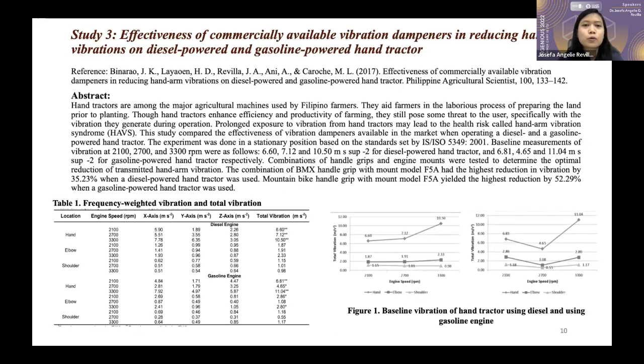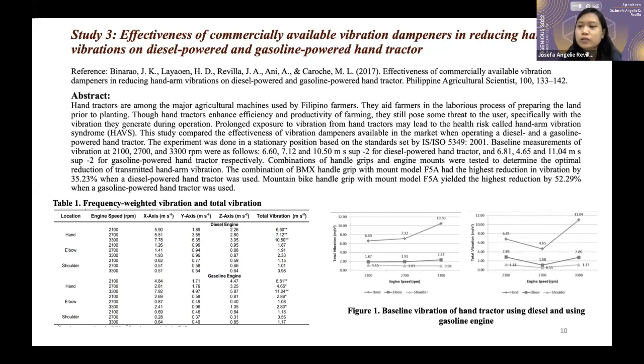So the next study focused on comparing the effects of having a diesel-powered tractor and a gasoline-powered tractor. Remember, in the first study, the hand tractor that was used is diesel-powered. On the other hand, the second study considered a gasoline-powered hand tractor. And so the third study focused on how commercially available vibration dampeners, specifically handle grips and engine mounts, can reduce the amount of vibrations on both diesel-powered and gasoline-powered hand tractor.